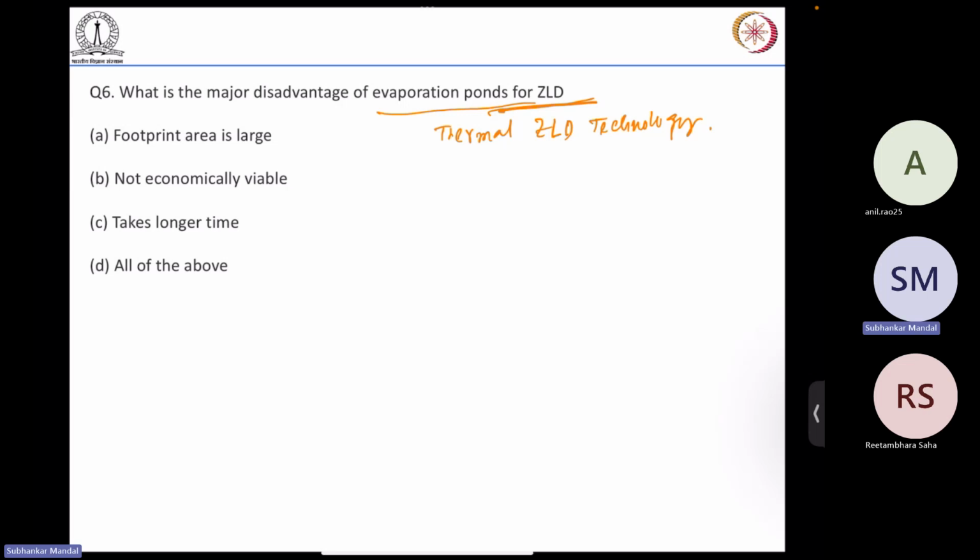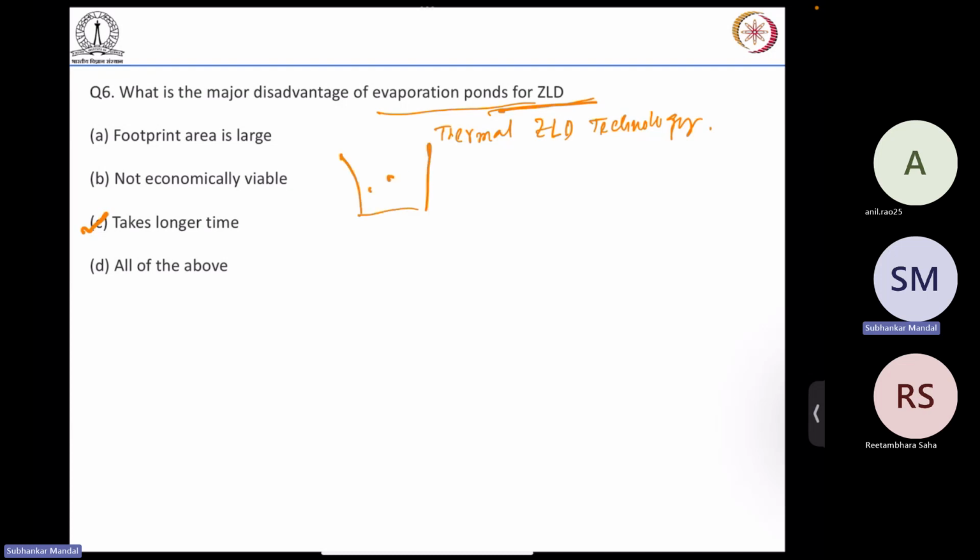So what will be the answer? And it takes longer time. Footprint area is large. Okay, so Anil is telling takes longer time to evaporate. Yeah, that is also true.